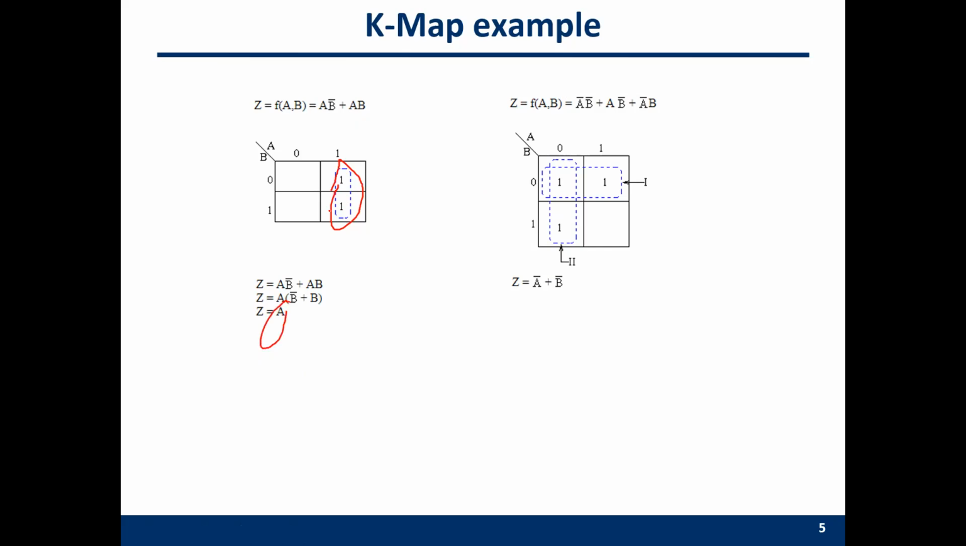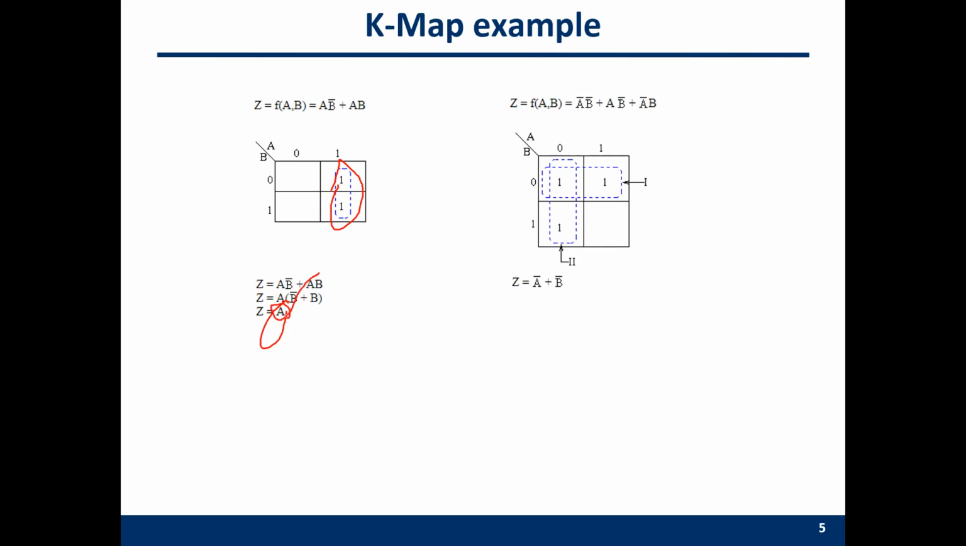And B can be 0, B can be 1. So please recall that we have a law which is called B or B bar equals 1. So when we have a B bar and a B simultaneously, we just have a 1. So we use A multiply by 1, which is still A. So this group can be represented by A. Then the final output of this Z is actually A.